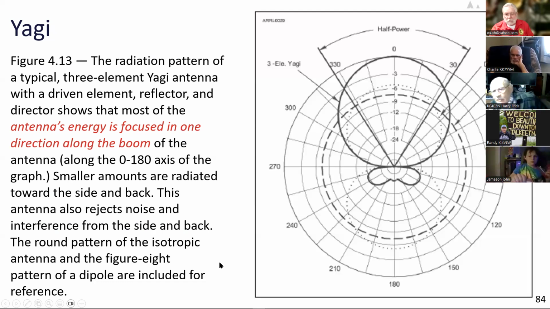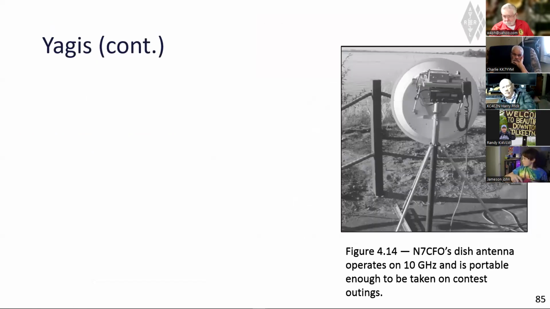An isotropic antenna being a perfect radiator, the one that we are most exposed to is the sun, which radiates in all directions. N7 CFO's dish antenna operates on 10 gigahertz and is portable enough to be taken on contests.